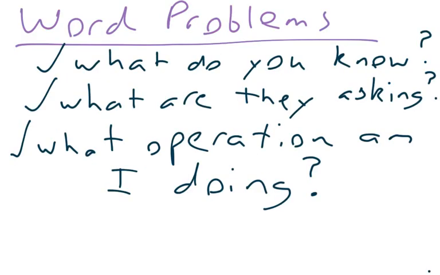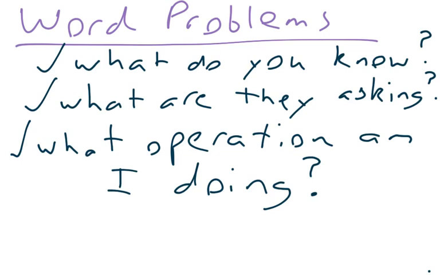And with word problems, I always tell people, whenever you encounter a word problem, think about these few questions. What do you know? What do I know based off what the word problem gives me? Do I know that there's 5 cars? Do I know that there are 20 students? What is it I know? And then also, what are they asking? Are they asking you to find the cost? Are they asking you to find how many people there are in the building at that time? What's the question? And then what operation am I doing?